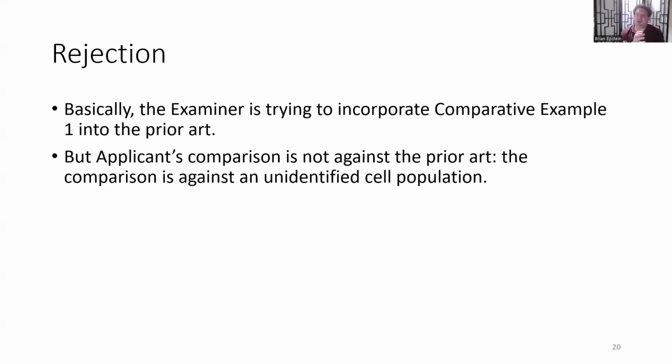But applicant's comparison, right, this whole, our example versus the comparative example, is not against the prior art. The comparison is against an unidentified cell population, right? It's how do we identify these cell populations?